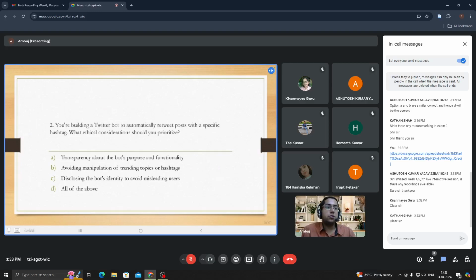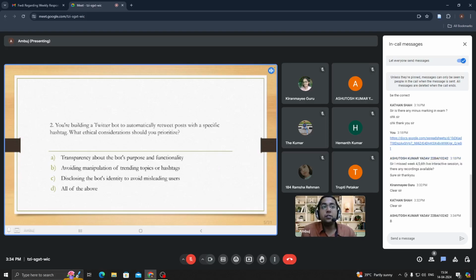You are building a Twitter bot, which is an automated messaging platform, and it tries to automatically retweet posts with a specific hashtag. As a student of this course, what ethical considerations should you prioritize? Would it be transparency about the bot's purpose and functionality, or avoiding manipulation of trending topics or hashtags? If you are going through an option, try to think logically also. Why would an option be included, or why wouldn't it be? Then disclosing the bot's identity to avoid misleading users, or D, all of the above. Do try to answer.